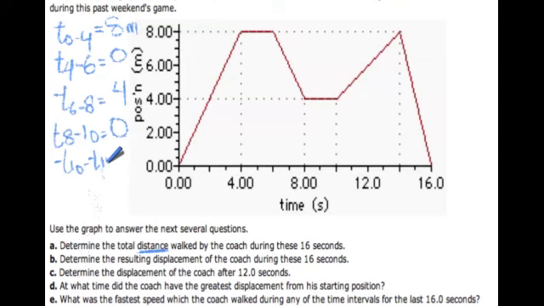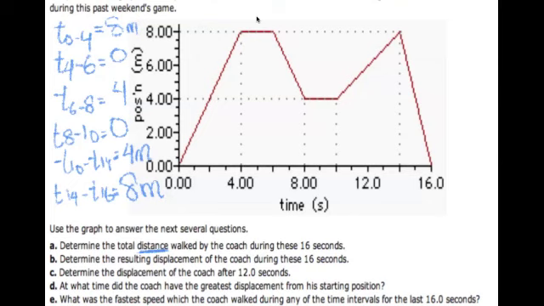From 10 to, let's say, 14, time 10 to time 14, he moved from the 4th position to the 8th position back again. This makes it again 4 meters. And then finally from 14 to time 16, he moved back here and covered 8 meters back to the origin point. So the direction is not of importance, remember, because the question asks specifically distance.